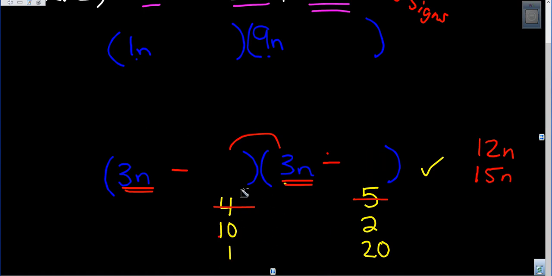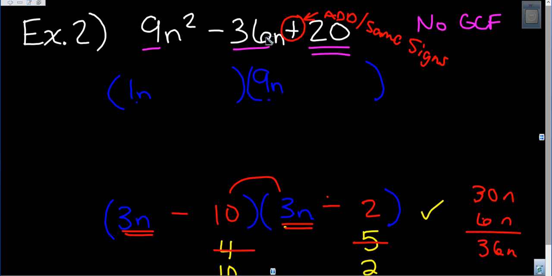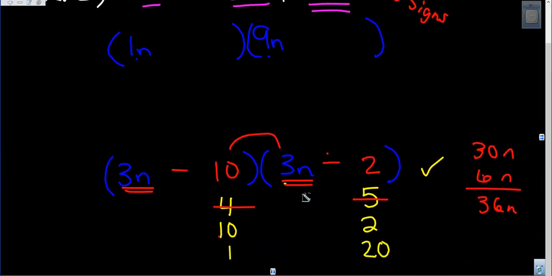Let's try 10 and 2. Well, if that's a 10, that's a 2. Multiply here, you'll get 30. Multiply here, you'll get 6. And if I add those, I will get 36n, which is what I wanted. And so after just 2 tries, I found the correct values.